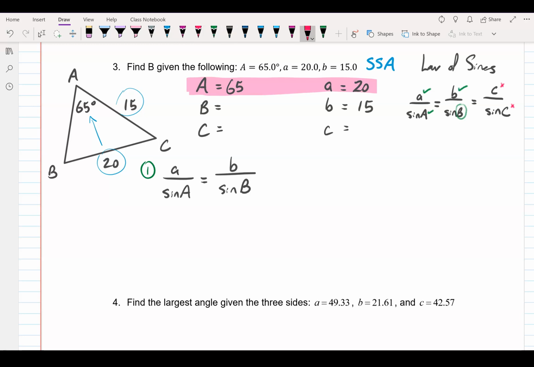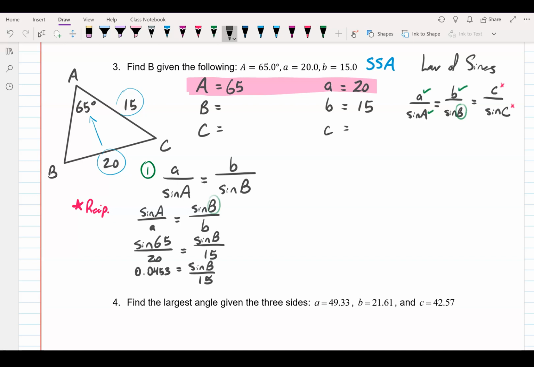So let me do a little trick here. Maybe it'll make your lives easier. We can do the reciprocal of the sine law, and sometimes that makes our lives easier. So this is no different than what we started with, but it makes our lives a little bit easier because we're solving for this B here. So let me start putting my numbers in. Okay, we've got 15. Some students like to work out what that left side is equal to, so I'll do sine 65 divided by 20. That would be 0.0453 on the left, and on the right side we have sine B over 15. So I'm just going to multiply both sides by 15. That'll cancel, and then I'll end up with sine B. So let's make some room here.